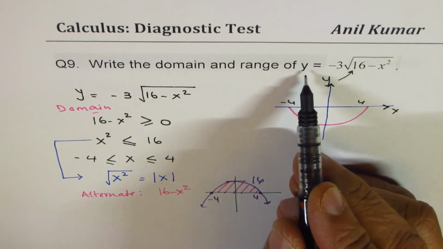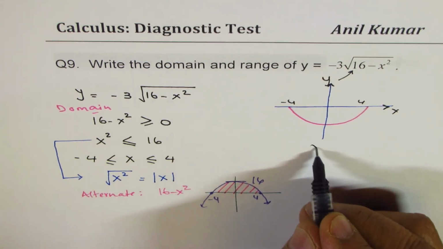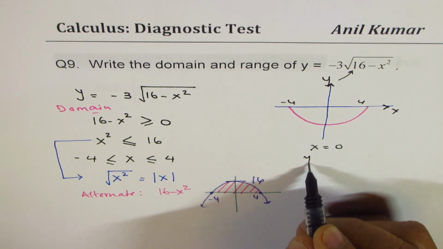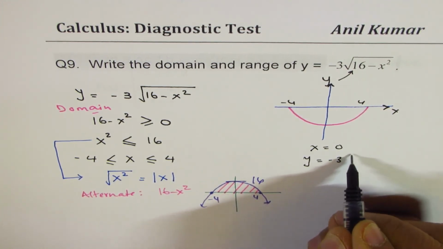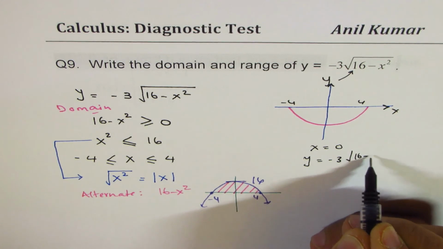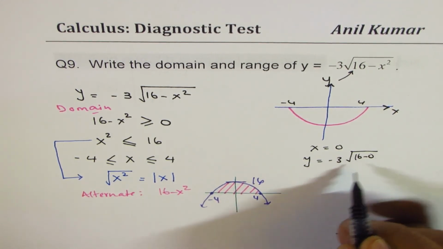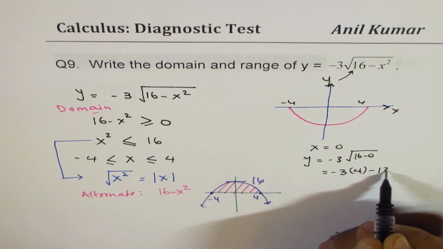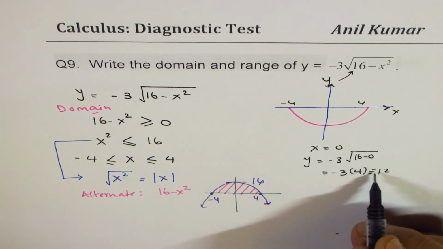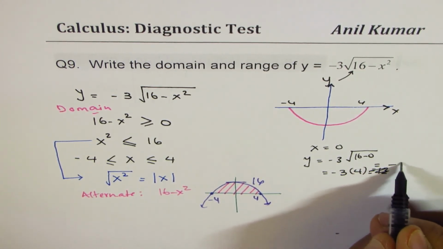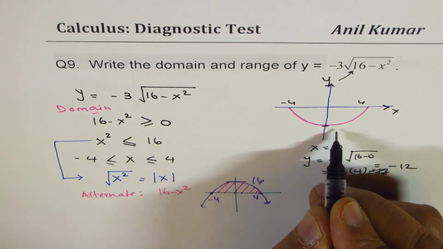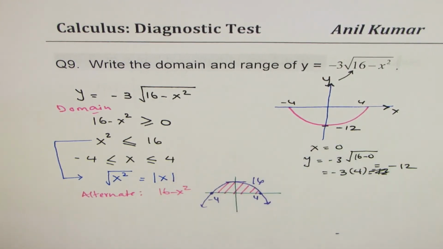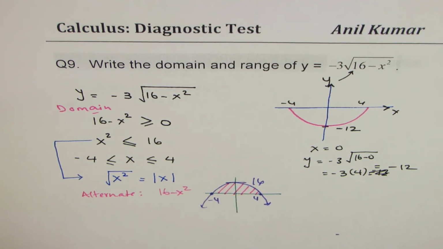Now if x is 0, what is the value of this function? If I write x equals 0, I get y equals minus 3 square root of 16 minus 0, which is minus 3 times 4, or minus 12. That means this value is minus 12. Now with all that information, you can always write domain and range.